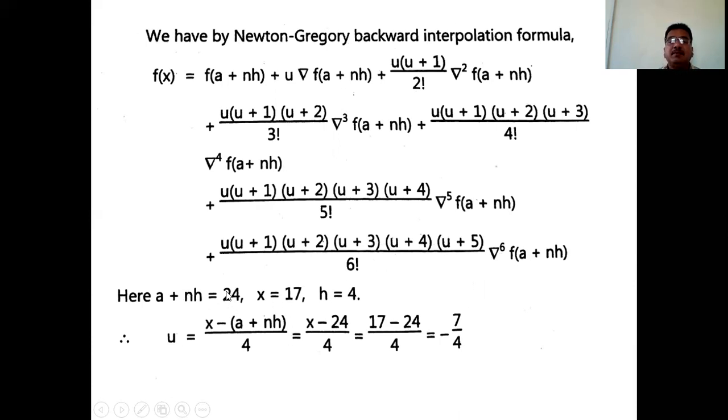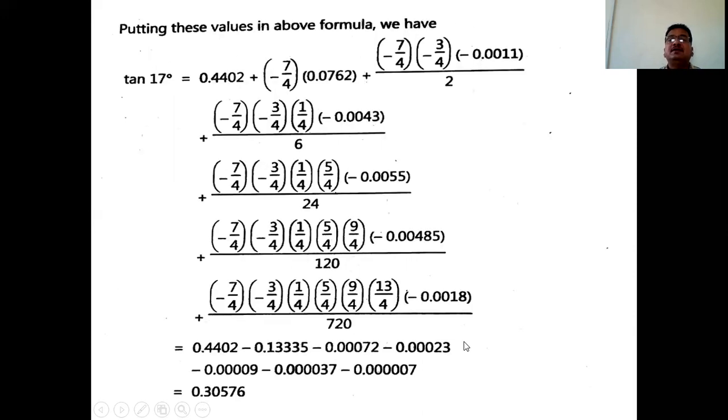So a plus nh means the last point, x means we have to find the value at 17, h is 4, find the value of u: minus 7 by 4. Write it either in fractional form or in point form, that is minus 7 by 4 in point form, or write it as it is in fractional form. So substitute the values, and then f of 17, that is tan of 17, is this.